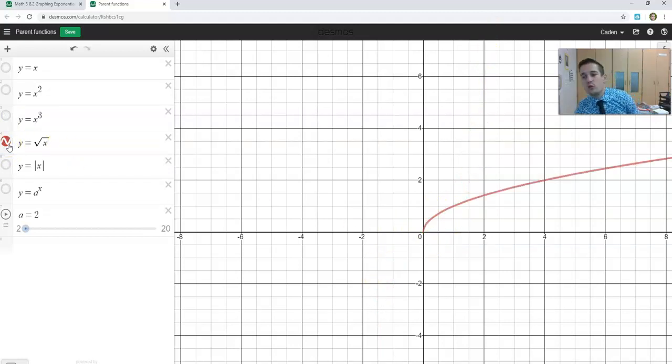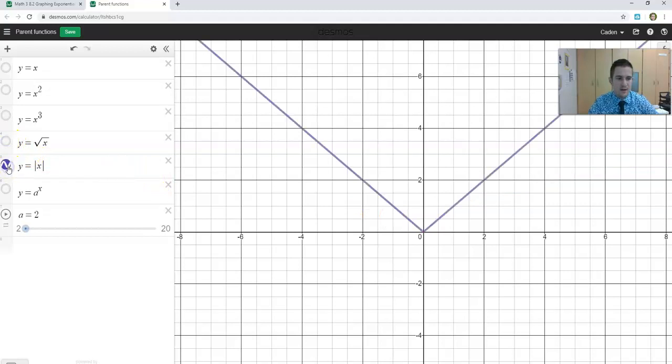Next is our root function. This is specifically a square root. That's not the only one that we can see. It's the one we see most often. But it's denoted with the equation y equals the square root of x, and it's almost like a half parabola tilted on its side. So this little half parabola, this half curve coming off, starting at 0, 0, that's a square root function.